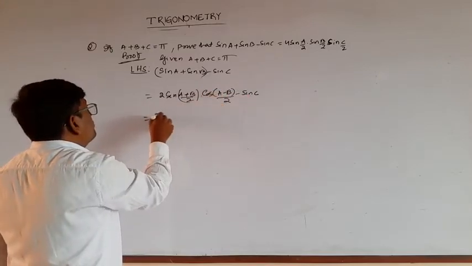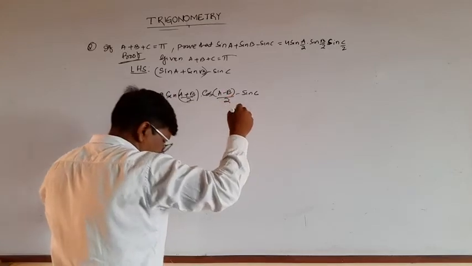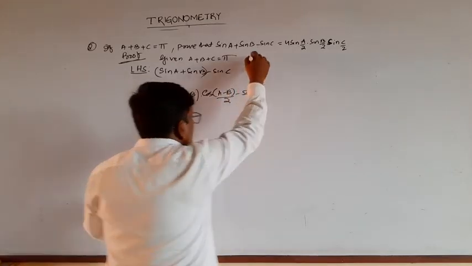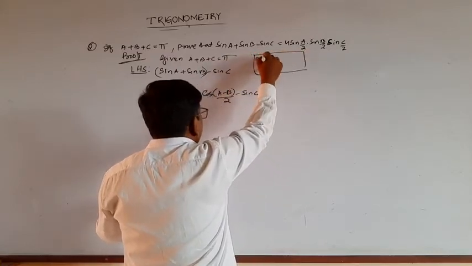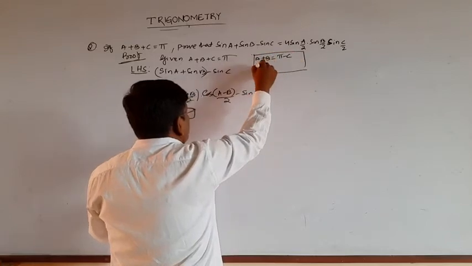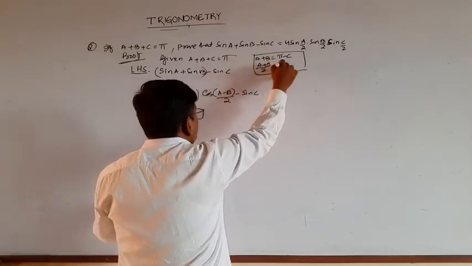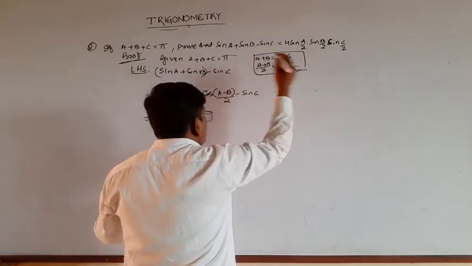So this is 2 sin. We know A plus B plus C is equal to pi. Then A plus B is equal to pi minus C. So (A plus B) by 2 is equal to pi by 2 minus C by 2.